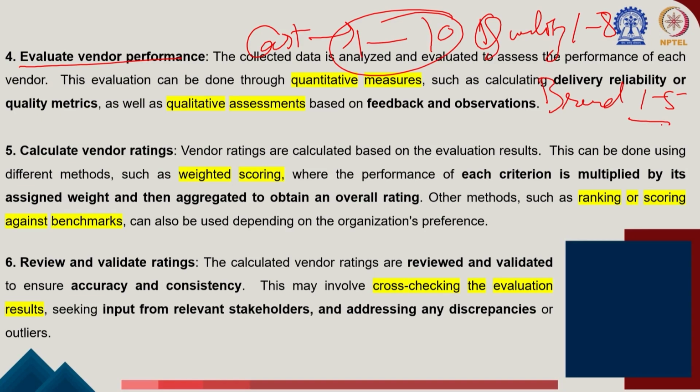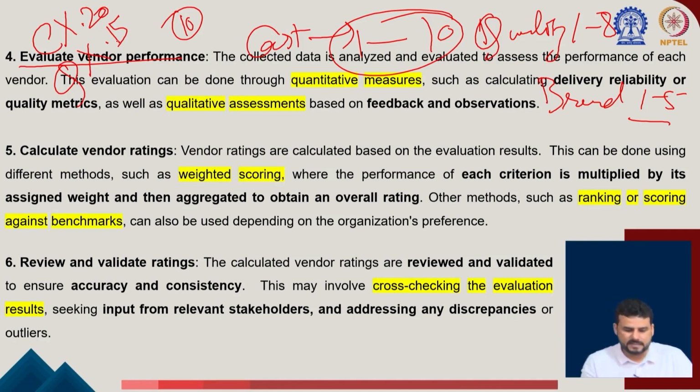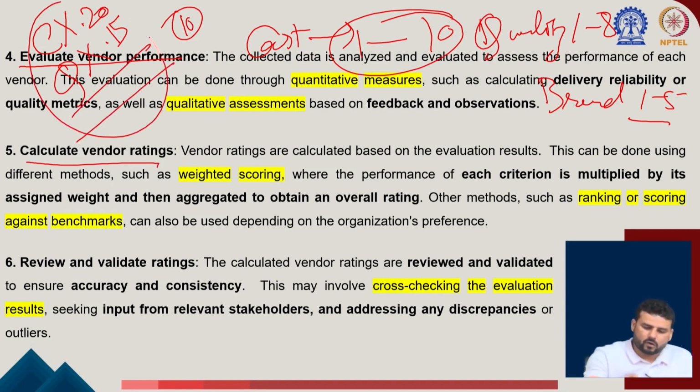Otherwise, out of 10 you can give the score, and then each score you can multiply by its weightage. If cost is maybe 20%, whatever score you are getting for cost you multiply by 0.20, right? And if you are giving quality maybe 15%, you multiply the quality score by 0.15. This is how you will find out the performance, and for the overall rating, you will sum up all the scores.